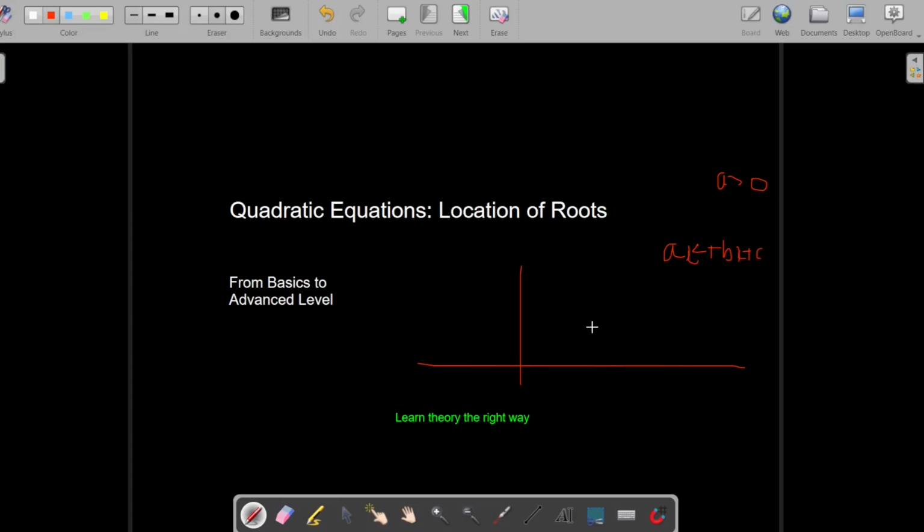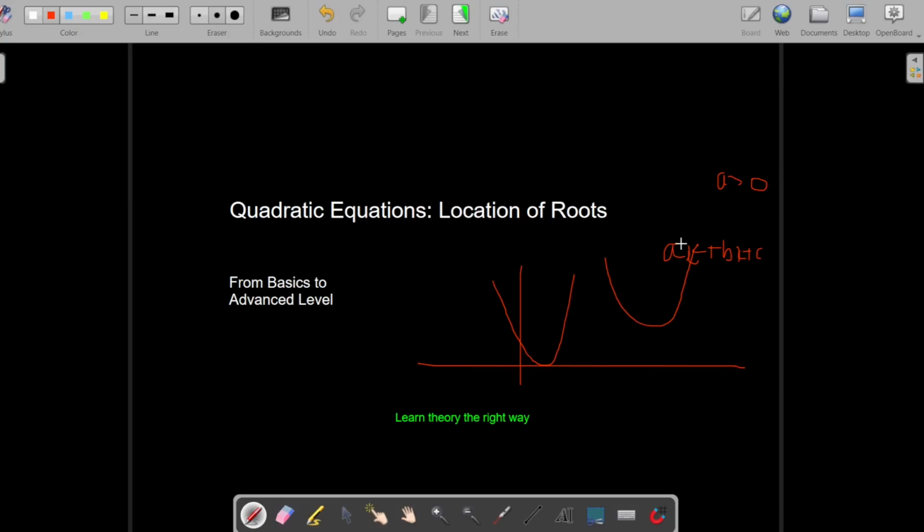Similarly, when D is exactly equal to 0, we have cases of equal roots. So both roots will lie at the same point. And when we have D less than 0, which is imaginary roots, the graph will completely lie above. So this is just a general understanding. A can be less than 0, then the graph can change here and there. So just a basic idea of how to visualize the graph of any quadratic equation.